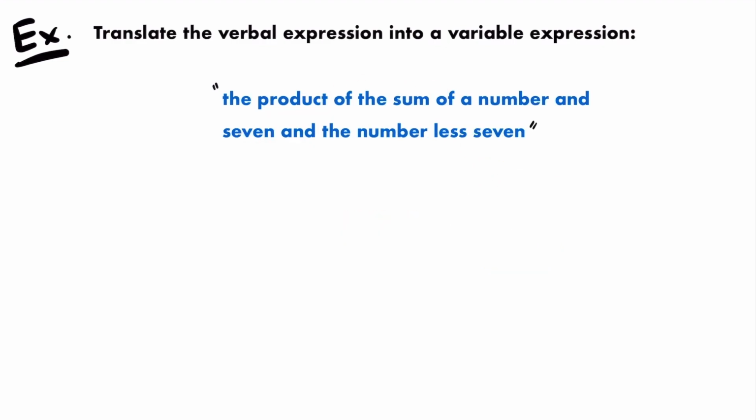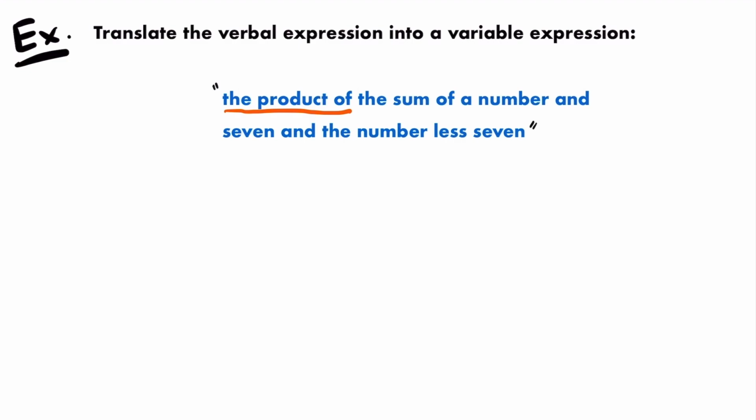For our next example, we have this verbal expression: the product of the sum of a number and 7 and the number less 7. Okay, so this one seems a little bit complicated at first, but remember, just try to break it up piece by piece, starting with the first operation that is mentioned. In this case, the product of. All right, the product of refers to the multiplication of two numbers.